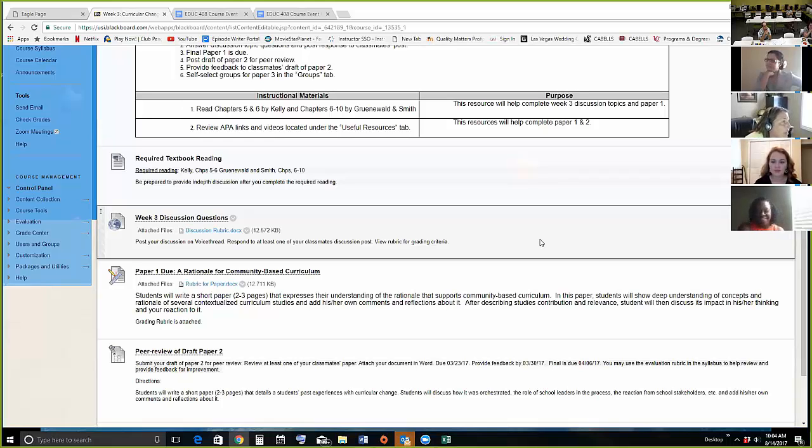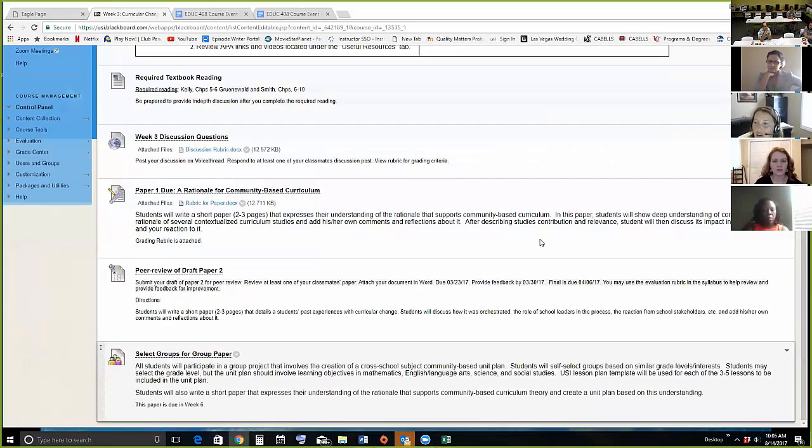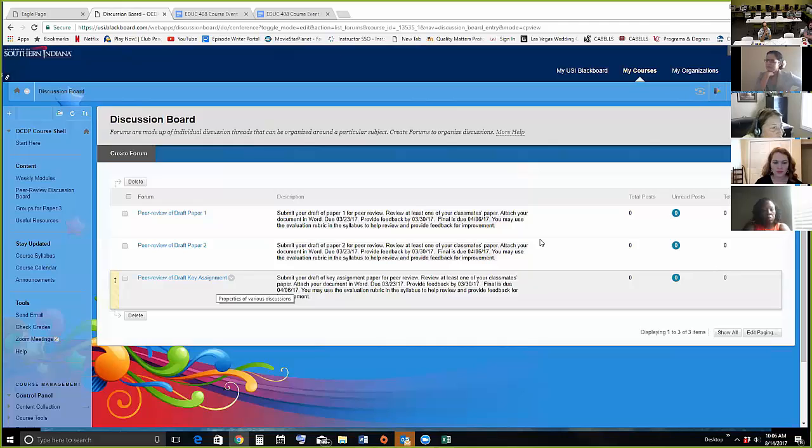Oh, here's just their peer review discussion board. So you can see there's 3 peer-reviewed drafts that they'll be turning in for their paper 1, their paper 2, and then they also get to do a draft for their key assignment. Now their group paper, I didn't have them do a peer review because they're actually reviewing each other as they're working on the group. But it's quite a lengthy unit plan, so I didn't think another group would want to necessarily review another group's unit plan. But I do have those set in here.